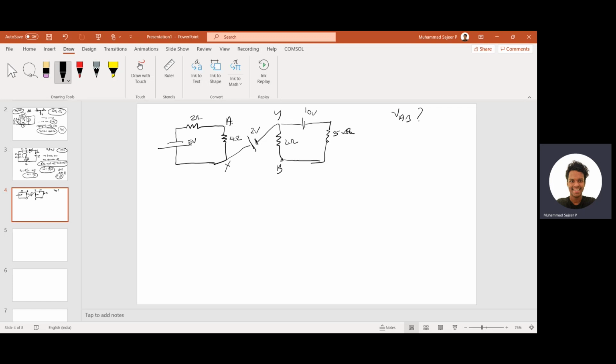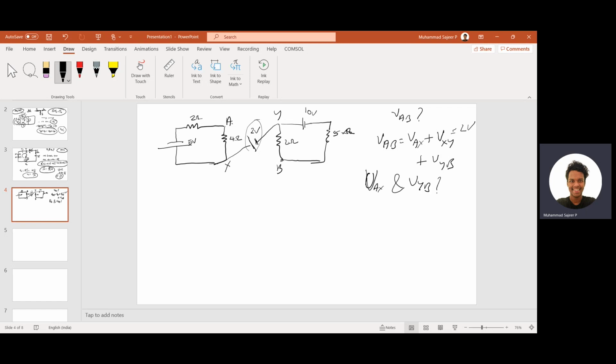So the idea is, if you want to find VAB, what should we know? We should know VAX plus we should know VXY, then we should know VYB, right? Is that correct? VAX plus VXY plus VYB should be known. And the good thing is we already know VXY, right? It is 2 volt. It is evident from the figure. Okay, so now we want to find out VAX and VYB.